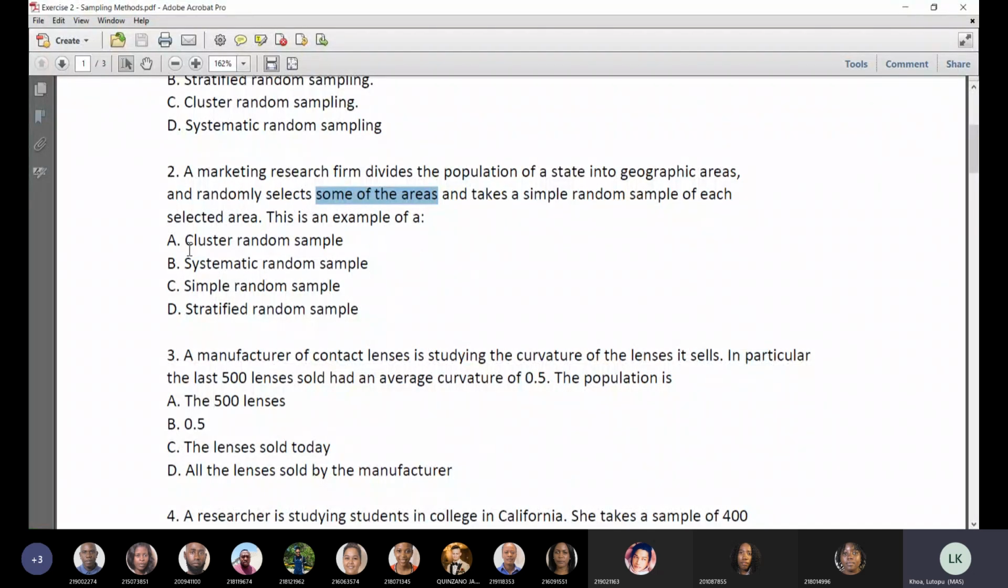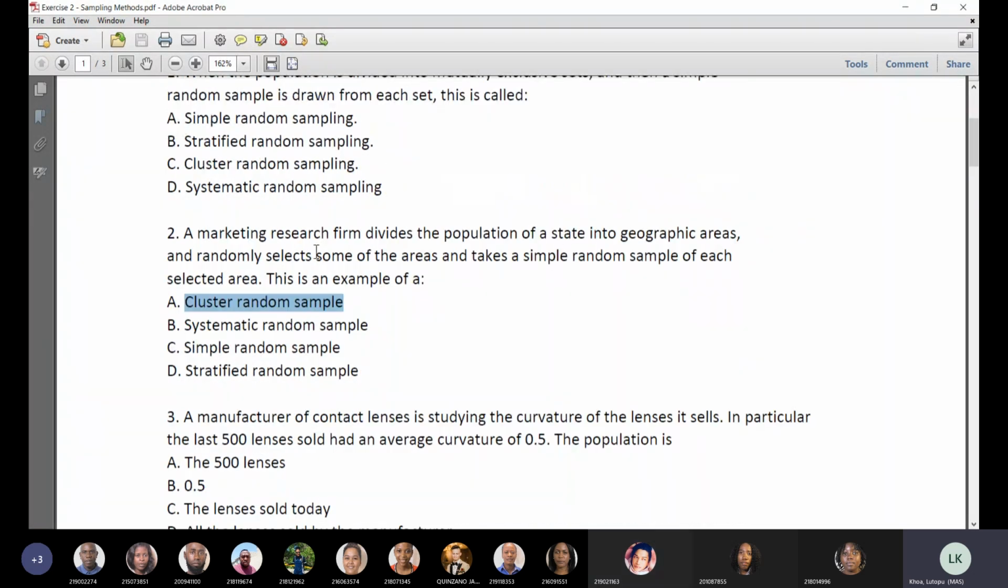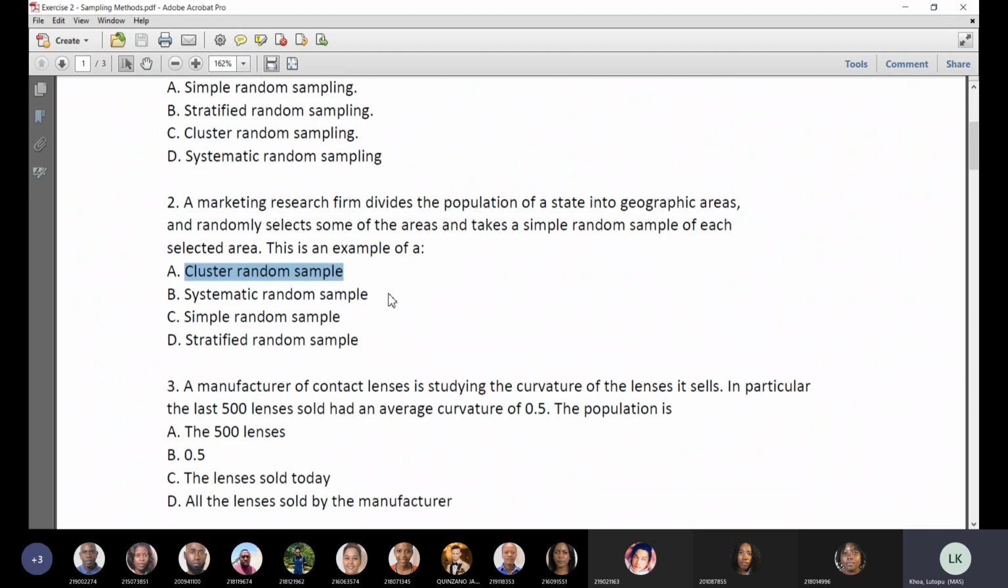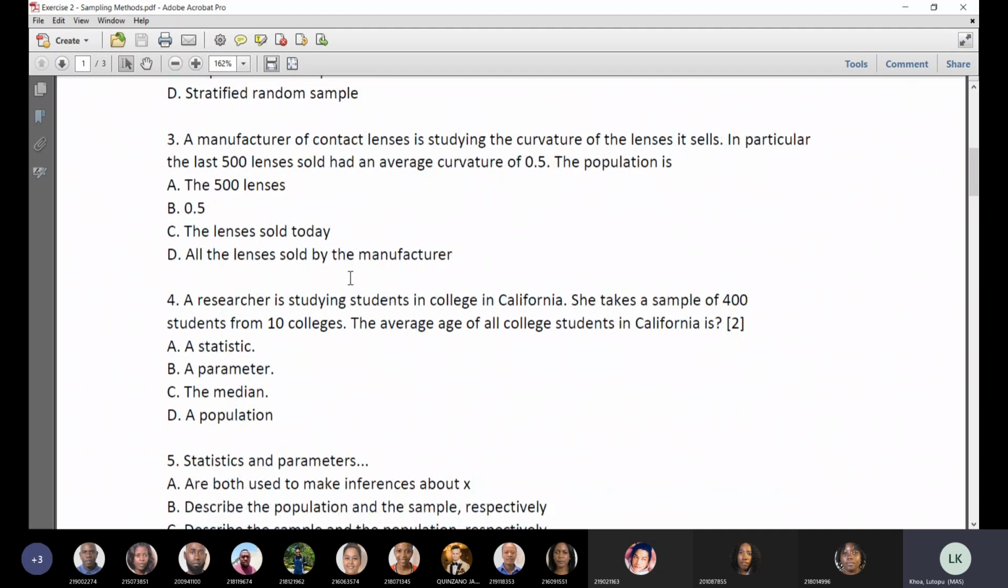Okay, so this one is an example of cluster random sample. Because like I said, stratified and cluster involve dividing into groups, but with stratified, you use all the groups. You must have a representative from each of the groups, but with cluster, you are just picking groups and then you will go inside those groups to pick a representative. Stop me if you have any questions or anything is not clear.